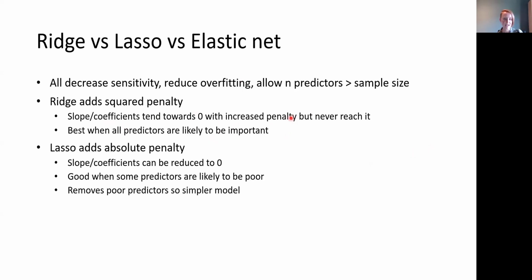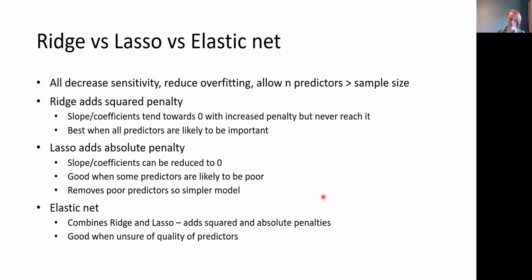Lasso, on the other hand, adds an absolute penalty. Again, I'm not going to go into details on that, but it basically means that your slope or your coefficients can be reduced to 0. So this is good when some of your predictors are likely to be less good, because it means that they can be removed. So you end up with a much simpler model at the end.